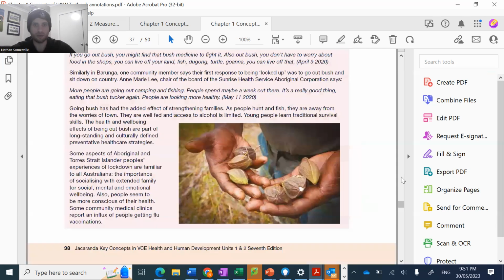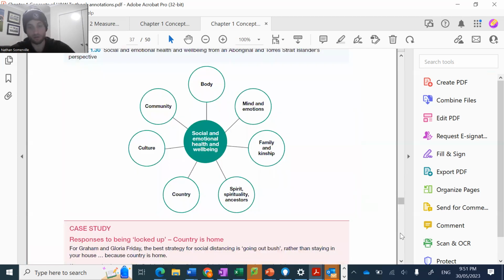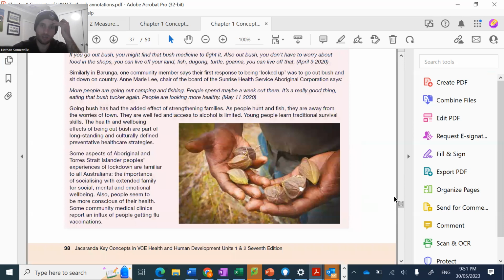It's actually a good case study that I'm not going to read out for you, but it's a good idea to have a read of this. It speaks about the health implications of being out on country and going bush during the COVID pandemic, and some of the benefits that this had for individuals in the Indigenous community.